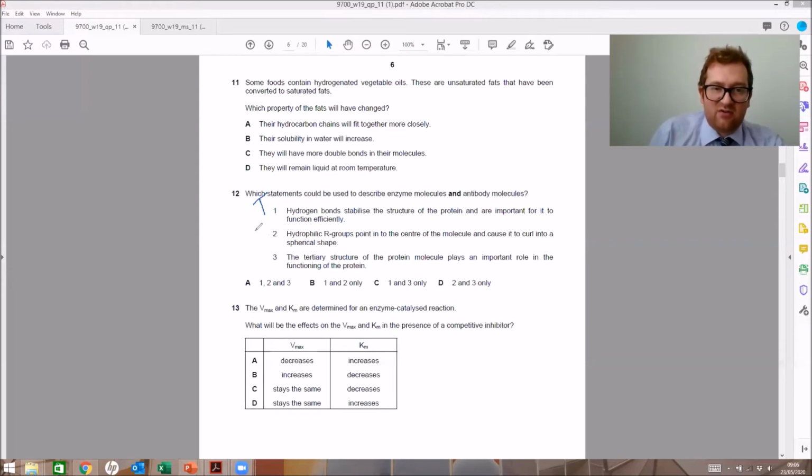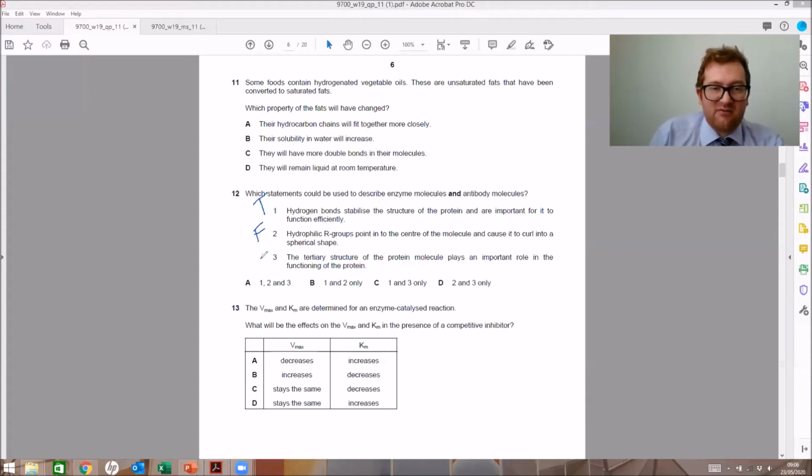Statement 2 is false. If we remember, it is actually the hydrophobic R groups that are in the center of the proteins, as they are water hating. The hydrophilic R groups will be located on the outside of the protein and will actually cause it to bend outwards rather than inwards, into the spherical shape.